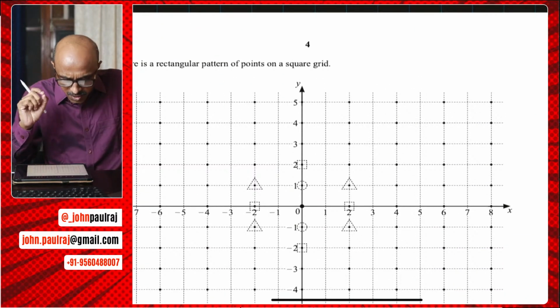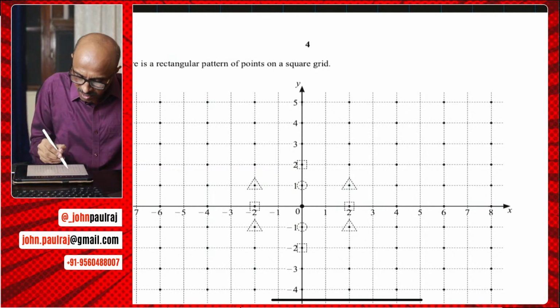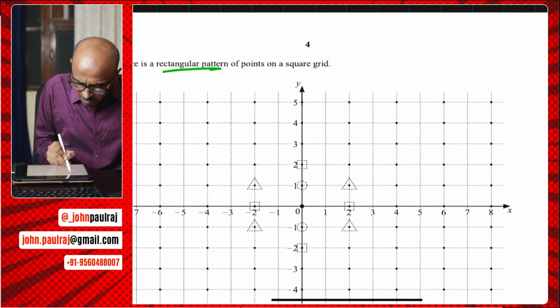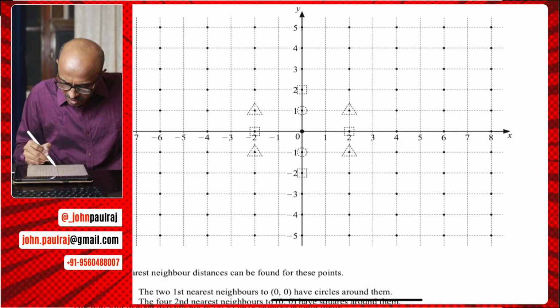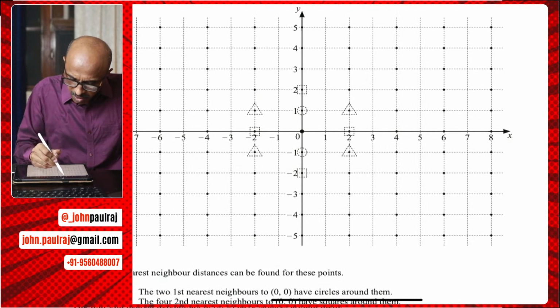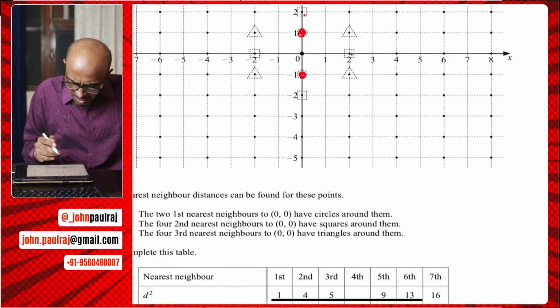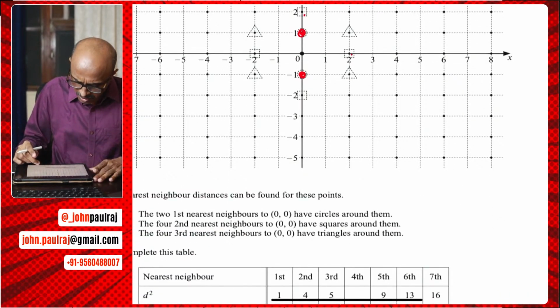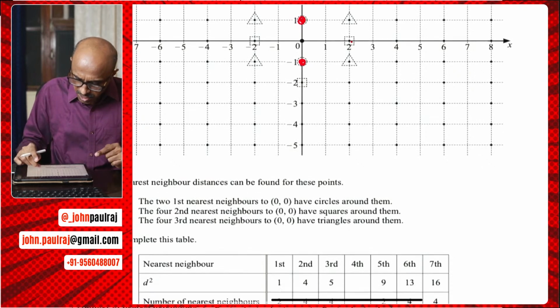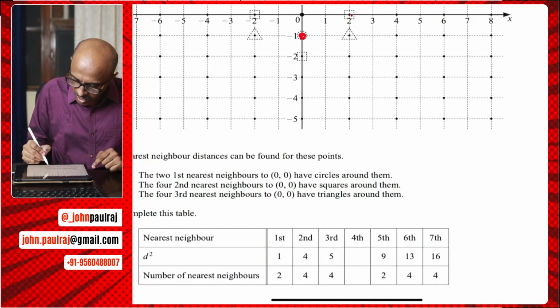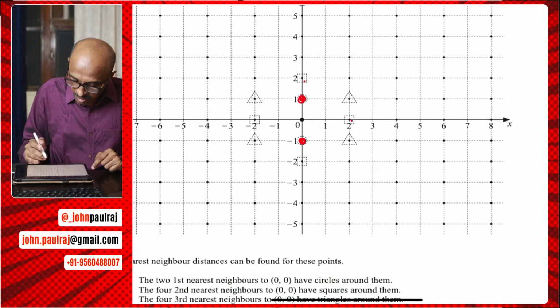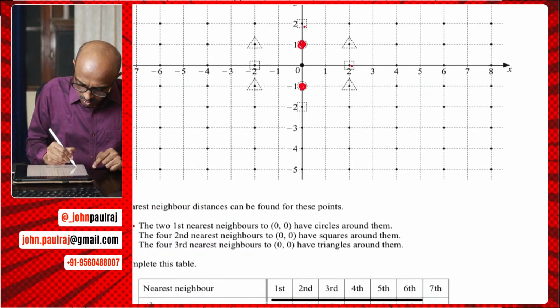Number 4, let's look at this. Here is a rectangular pattern of points on a square grid. So what are the key words that stand out? It's a rectangular pattern, square grid, and we see points labeled as circles, squares, and triangles. Let's read what they said. Nearest neighbor distances can be found for these points. The two first nearest neighbors to 0, 0 have circles around them. So there's only 2.